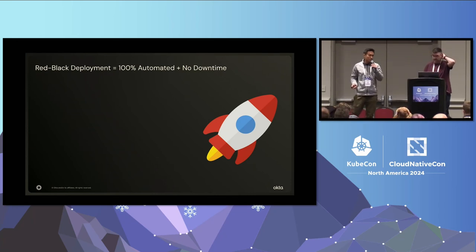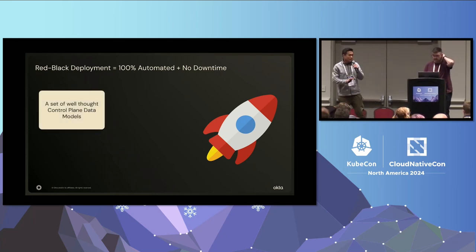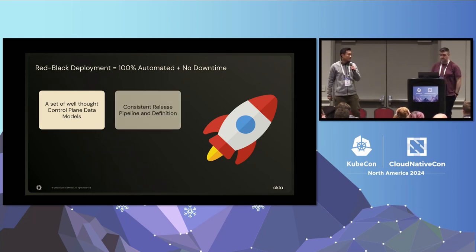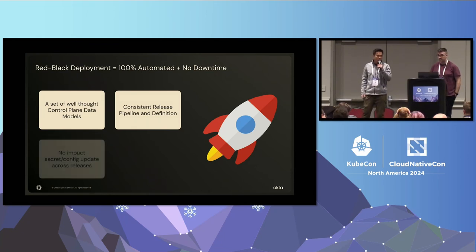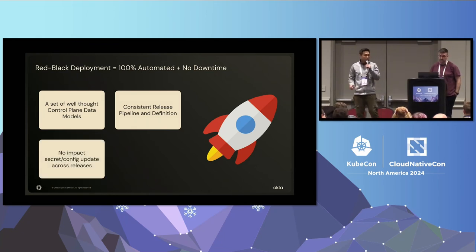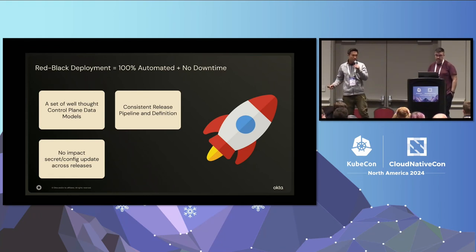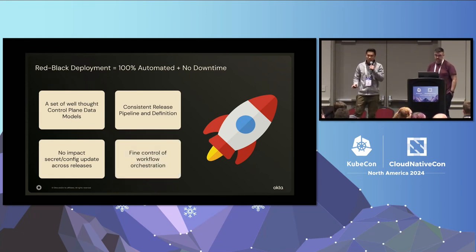So in order to achieve that, there are several areas that we need to focus on during the implementation. First, we have a set of well-thought-out control plane data models that drive the whole deployment lifecycle. Also, we have a very consistent release pipeline and definition. And on top of release, there's low impact on the secret and config updates across releases. Lastly, we also have a fine-grained control workflow orchestration that handles different incident scenarios.